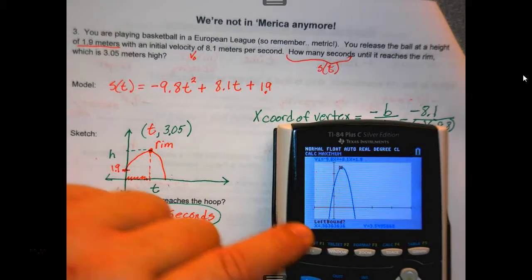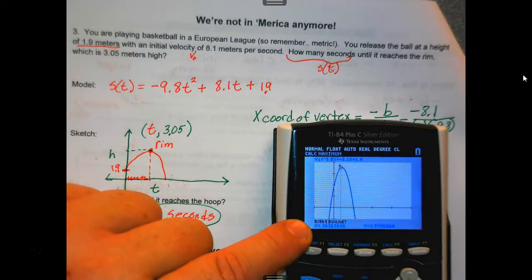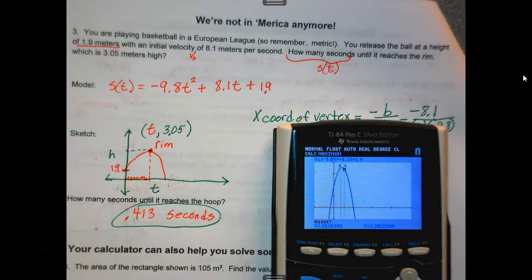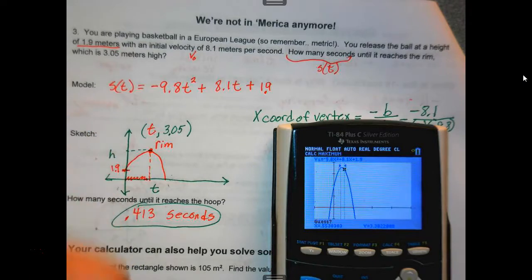And here I got 0.36. So that works for me for my left bound. I'm going to hit enter, get to the right of that vertex, hit enter. So I know it's in between those two. Then hit enter again, and that's how I got that 0.413. Okay, that's what my T is.